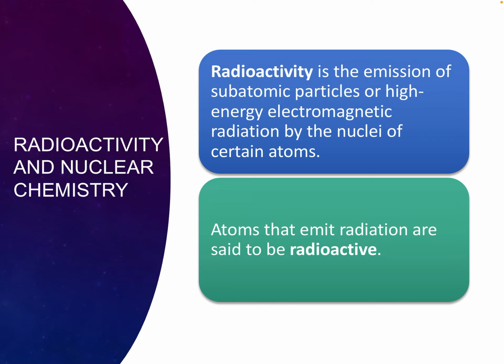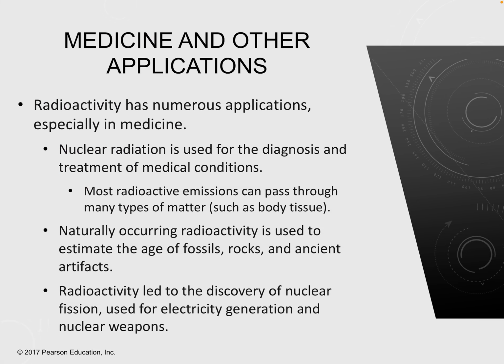So radioactivity is the emission of subatomic particles or really high energy electromagnetic radiation from the nucleus of certain atoms. All of this stuff that we're doing with radioactivity and nuclear chemistry is from the nucleus, right? That's why we call it nuclear chemistry. And any atoms that emit radiation are said to be radioactive.